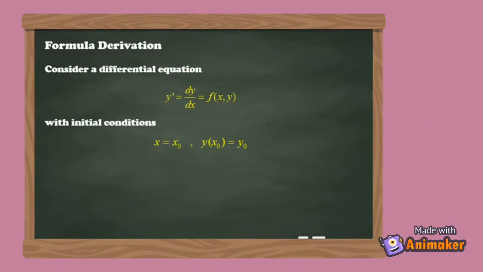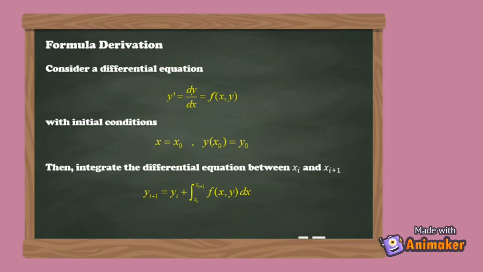To derive this equation, we have to consider a differential equation denoted as y prime with initial condition given by x0 and y0. Then, we integrate the differential equation between xi and xi+1 to find the value for yi+1. The second term of the equation cannot be determined as y is an unknown dependent variable. To find this integration, the function f is approximated by the Newton backward interpolation formula.